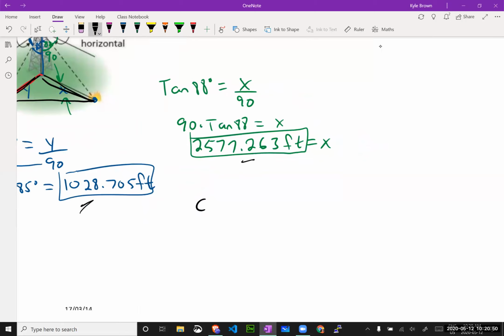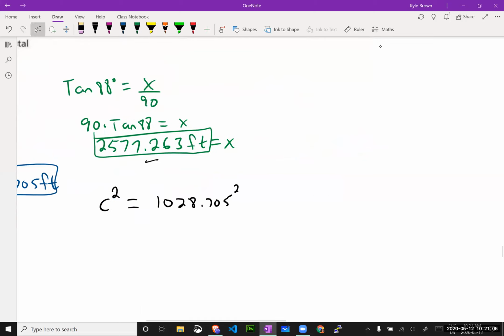So we'll say c squared is equal to 1028.705 squared plus 2,577.263 squared. I'm not going to write it all out again; I think you'll be all right with this. I'll cut to the gist: you would take the square root of everything. I'm going to use the numbers in my calculator just so I'm as accurate as I can be.